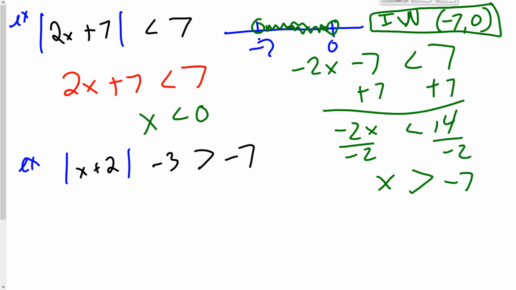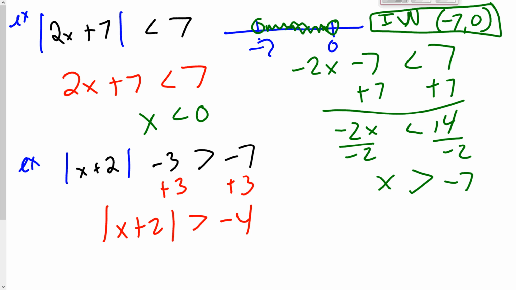Okay, one thing you got to worry about is if the absolute value is not by itself, then I have to get it by itself first on one side, and then we can go ahead and write our two equations.